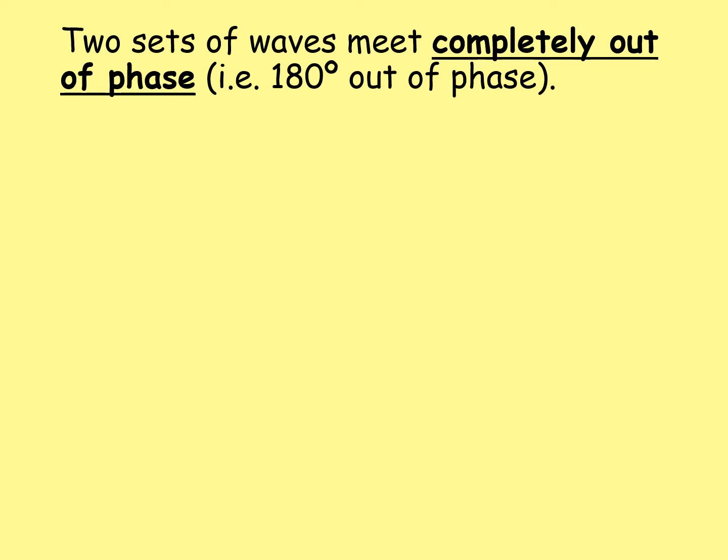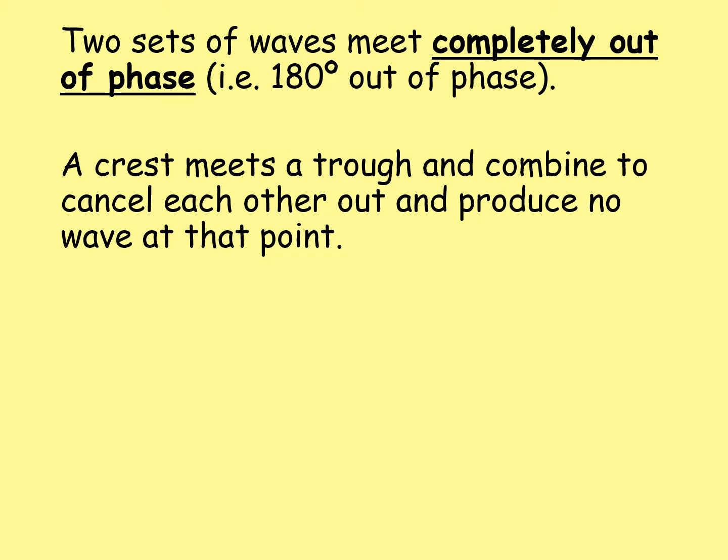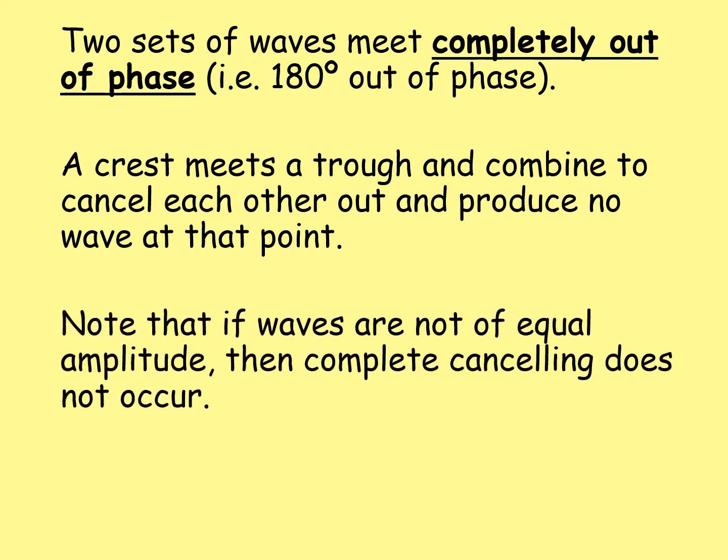Two sets of waves meet completely out of phase, that is 180 degrees out of phase, where the crests meet a trough, and then they combine to cancel each other out and produce no wave at that point. Note, however, that if the waves are not of equal amplitude, then complete cancelling does not occur.